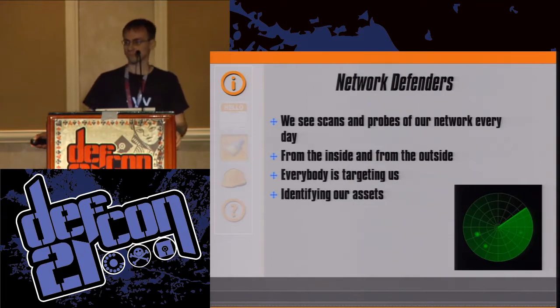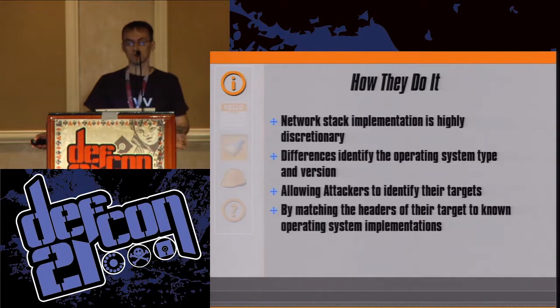As network defenders, we see scans and probes of our network every single day. From the outside, from the inside, everybody is targeting us, identifying our assets. How do they do it? Network stack implementation is highly discretionary. Differences identify the operating system type and version, allowing attackers to identify their targets by matching the headers of their target to known operating system implementations.